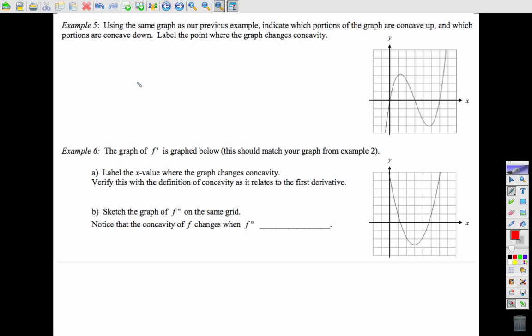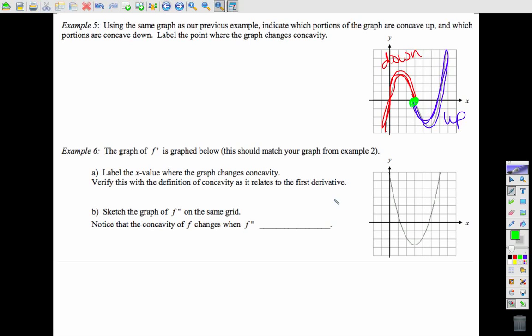All right, let's see. Example 5. Using the same graph as our previous example, indicate which portions of the graph are concave up and which portions are concave down. Label the points where the graph changes concavity. Well, we just did that just a minute ago on the other one, but we'll do it again here. All right, so we are concave down through this area, and we are concave up through this area, and we change concavity right here.